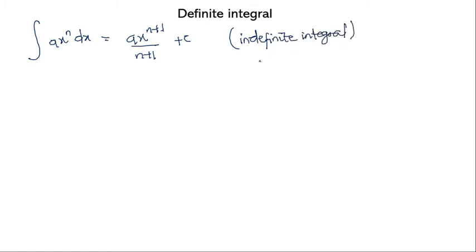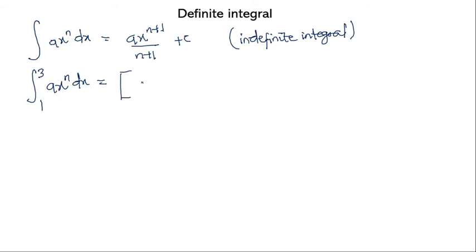But now, what happens if we know the limit? That is, what happens if we say let's integrate from point A to point B? That is, if we want to integrate from, let's say, 1 to 3 of the function ax power n dx. These are what we call the limits. So it's limiting where we are to integrate from and where we are to stop. So we are integrating from 1 to 3.